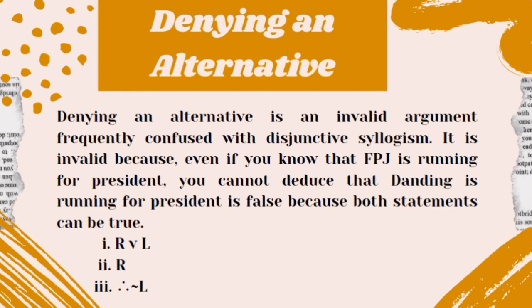Denying an alternative. Denying an alternative is an invalid argument frequently confused with disjunctive syllogism. It is invalid because even if you know that FPJ is running for president, you cannot deduce that Danding is running for president is false, because both statements can be true. Premise 1, either R or L. Premise 2, R. Conclusion, therefore not L.